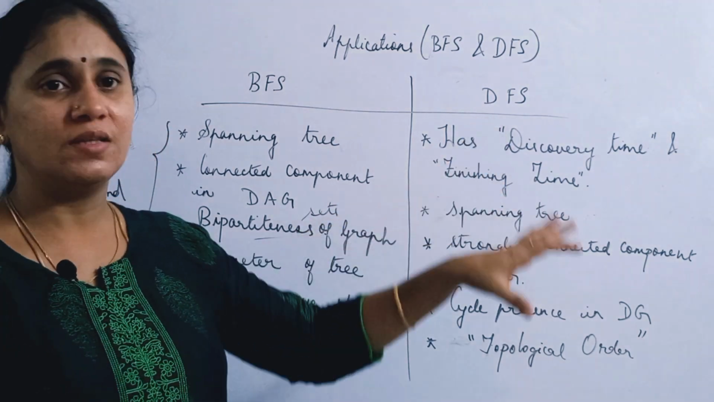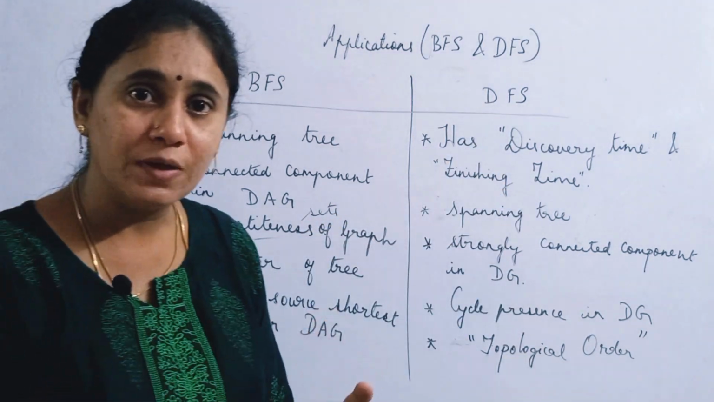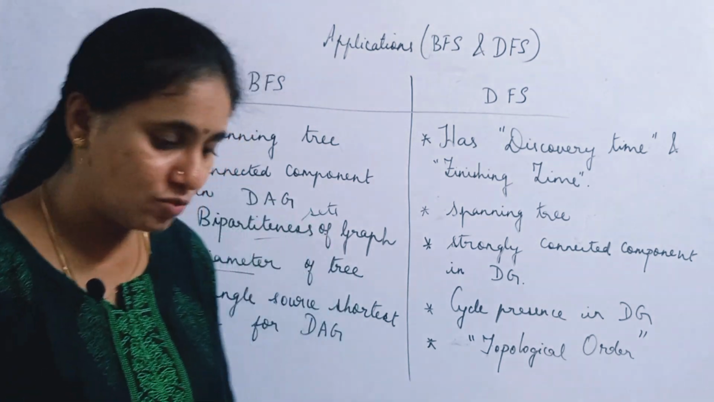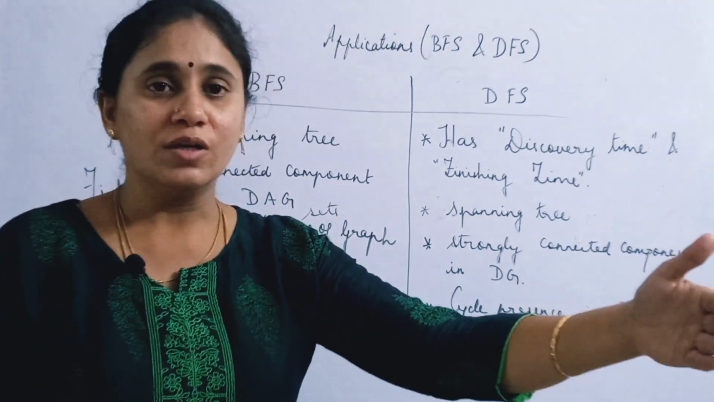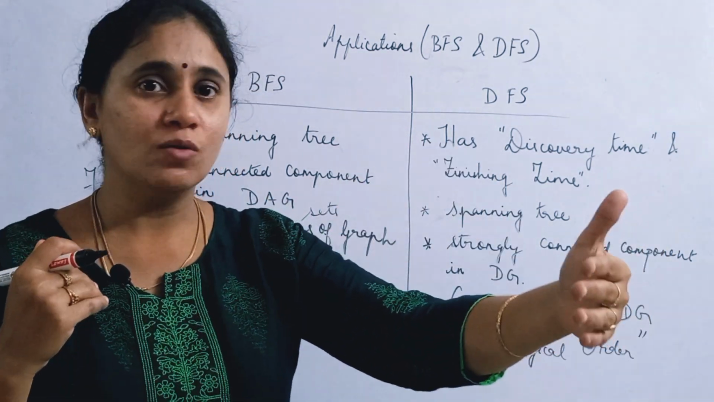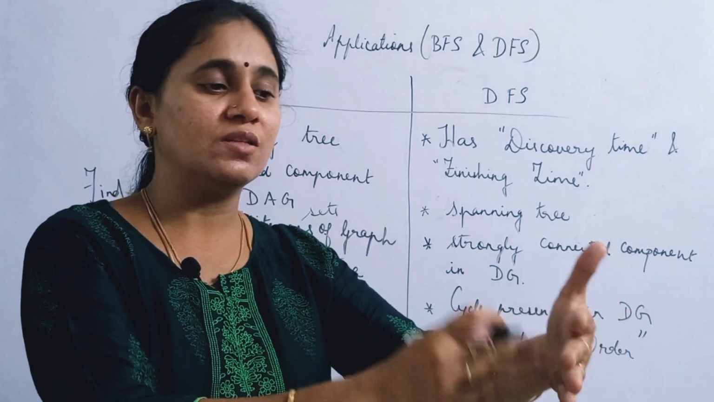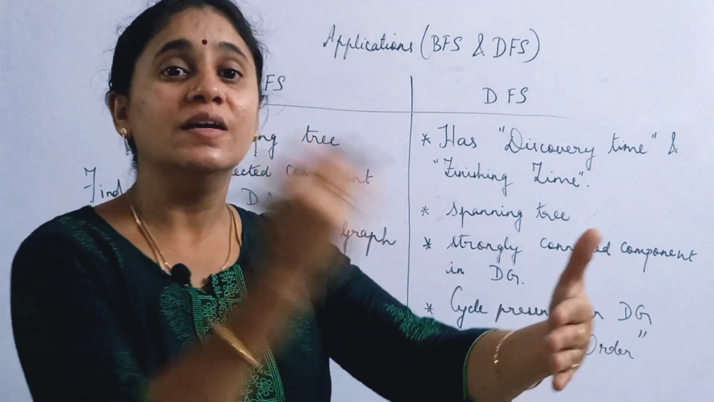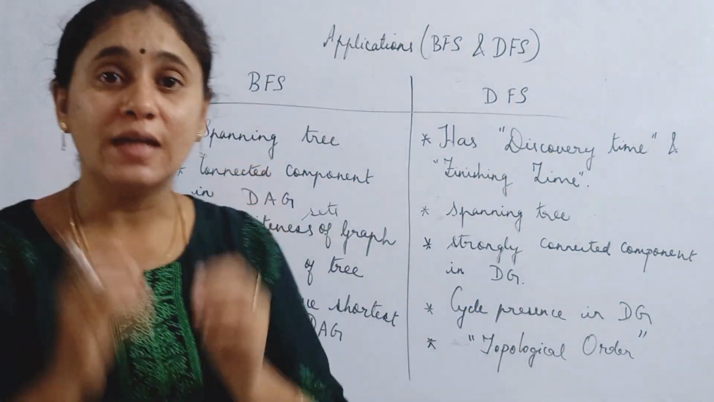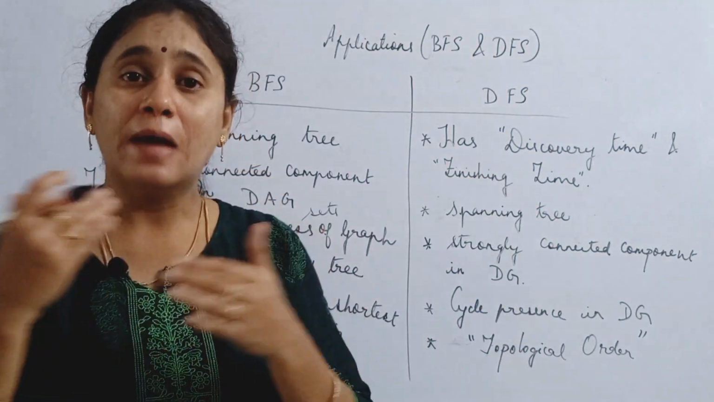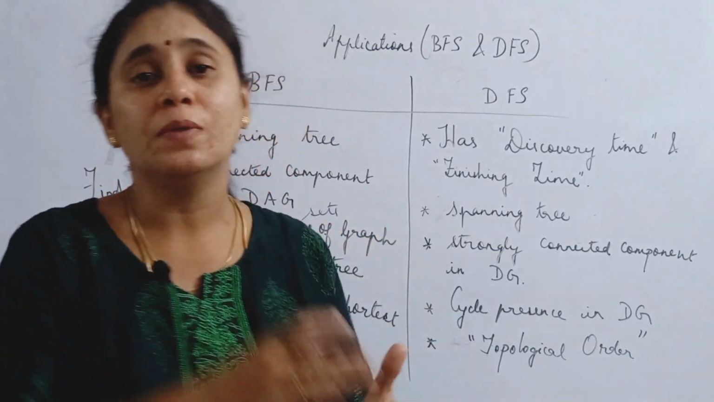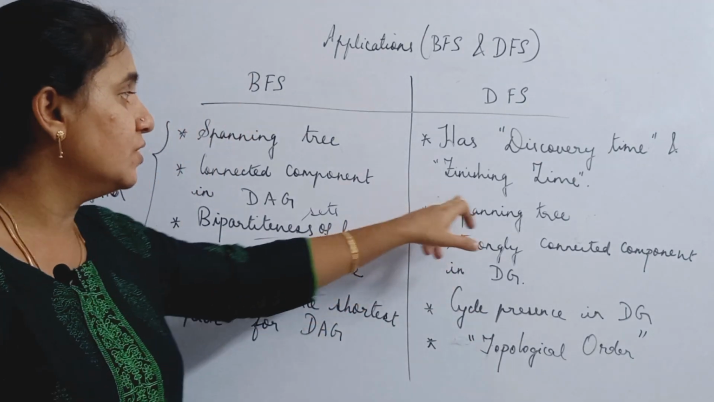Finishing time is nothing but I have to find my previous place. So I have reached this location, and from this location, what time it took to move back to the previous location, that is, I want to calculate my reverse timing. That is called finishing time. So the time taken for me to backtrack from my current location to my previous node is called finishing time.